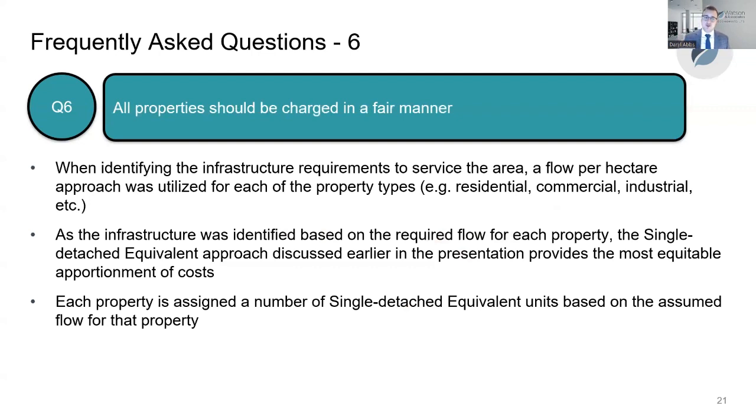And so since the infrastructure was identified on a flow basis for each property, the single detached equivalent approach that we discussed earlier in the presentation does provide the most equitable apportionment of costs. So since each property is assigned a number of single detached equivalent units based on the assumed flow for that property, that does equate back to how the engineers designed or identified the need for the infrastructure for this area.